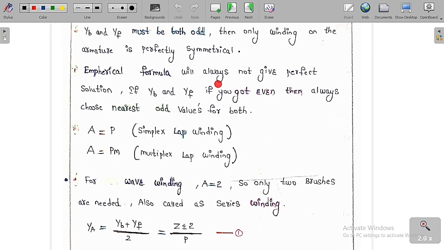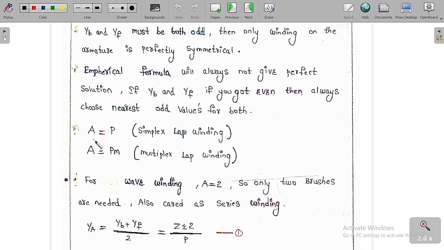Therefore, the empirical formula will always not give a perfect solution. If YB and YF, if you got even, then always choose the nearest odd values for both. Because YB and YF should always be odd, then only we can say that they will always have a symmetrical configuration. Sometimes you may get even values. Then what you have to do is choose the odd values which are near to them.